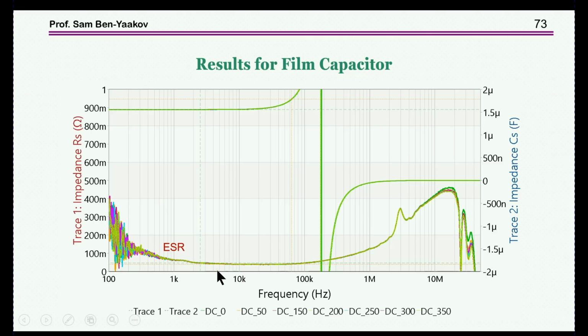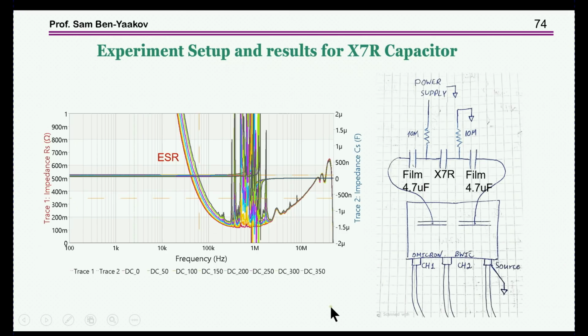Also, no DC effect on the ESR. Okay, I think you have asked this. No DC effect for a film capacitor. Everything is fine. Everything is dandy. But if you replace this with an X7R, see what you get. Not in this part here, but here you get all this noise, which is the piezoelectric effect.